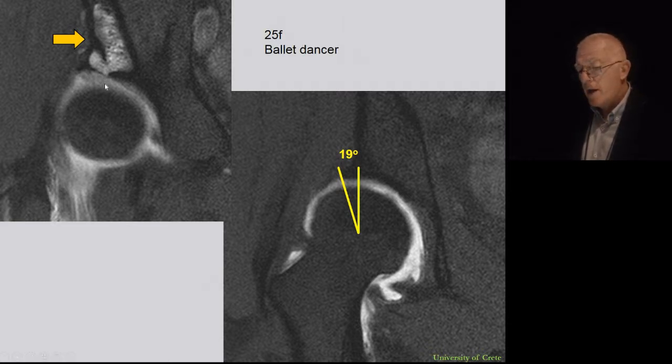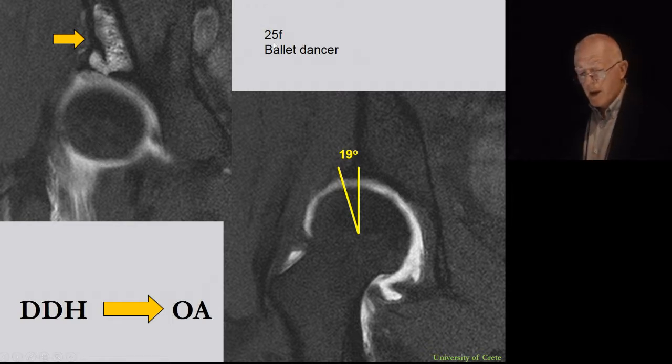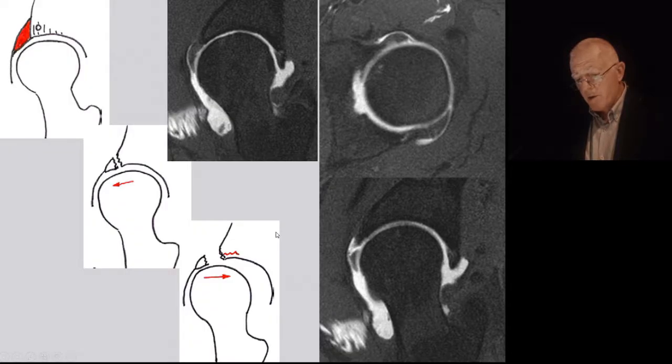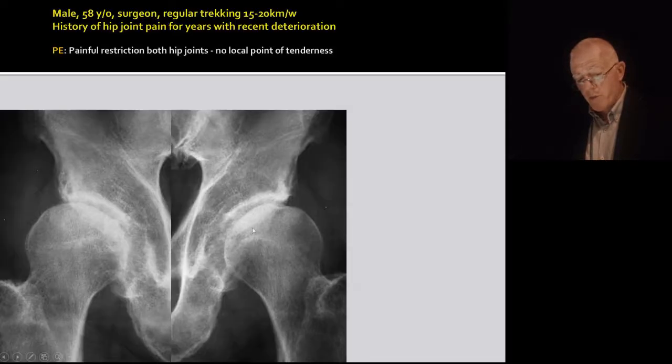Therefore, early osteoarthritis at the age of 25. Another example, a surgeon in our area, 58, athletic, but always he mentioned problems with the hips. We see that both hips show abnormal morphology with shallow acetabulum weight-bearing surface and also some subluxation of the femoral heads.